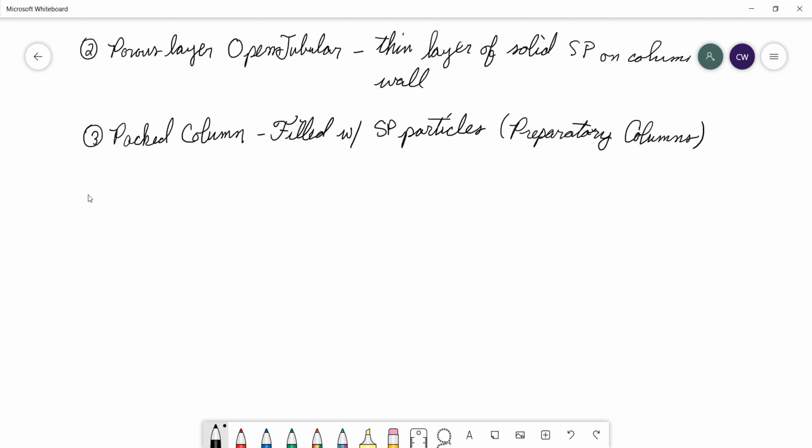Okay? Whenever you're choosing your stationary phase, you choose the stationary phase, okay, to match, okay, properties of the analytes.